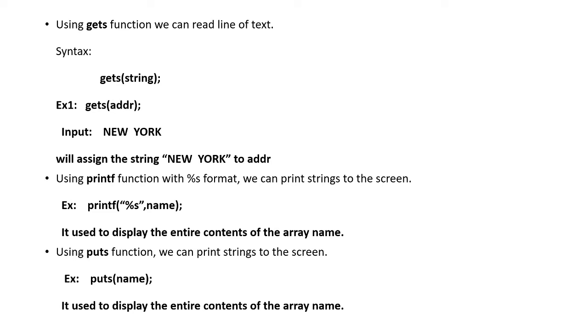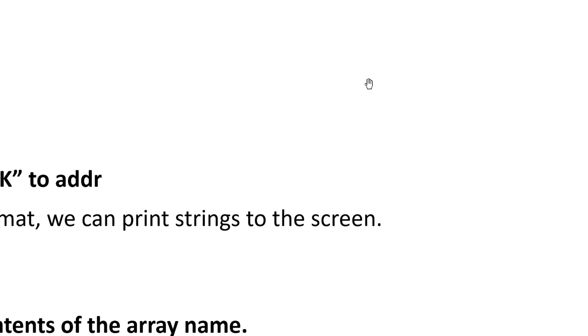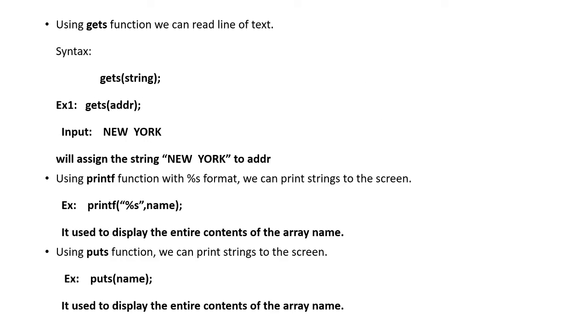And there is one more function, gets, which we can use to read a line of text. So a single sentence, generally what we can consider a sentence kind of activity, we are able to read through gets. For address, New York, there are two words, and both words are going to be considered as a sentence. Like this we are able to assign the sentence with the help of the gets function. And with the printf function, we are able to print the string, whether it is a sentence or a character. In the same way, puts is a function which is used to print the string onto the screen.